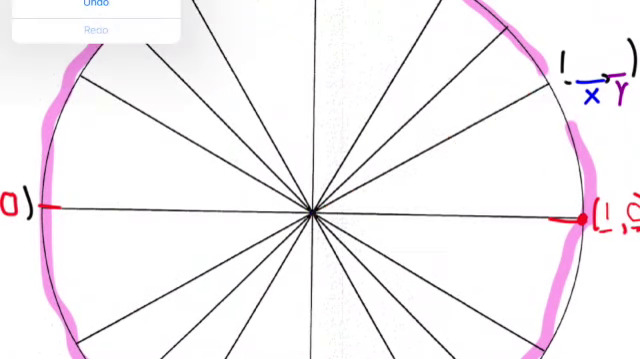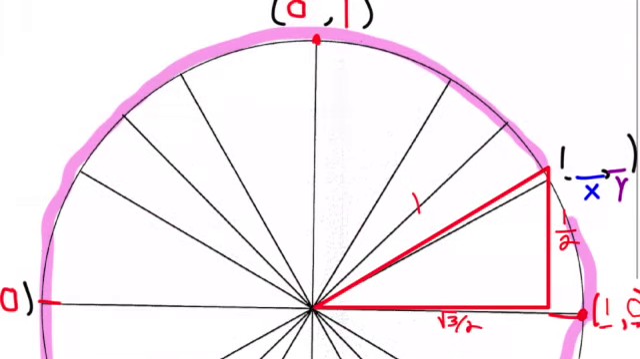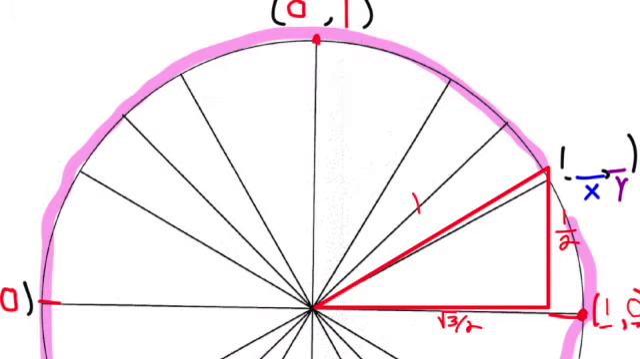Let me go ahead and put that triangle back. There it is. So we can see that the x value to this shape is going to be radical 3 over 2.